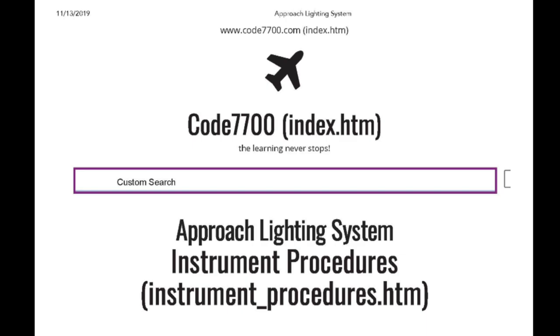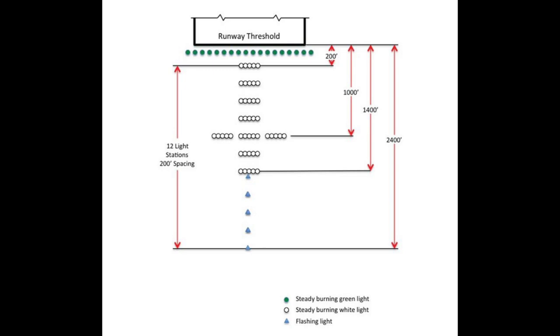So let's go look at a MALSR. MALSR stands for Medium Intensity Approach Lighting System with Runway Alignment Indicator Lights. A big mouthful. Anyway, what it has is the centerline lights, a roll bar, and flashing lights.